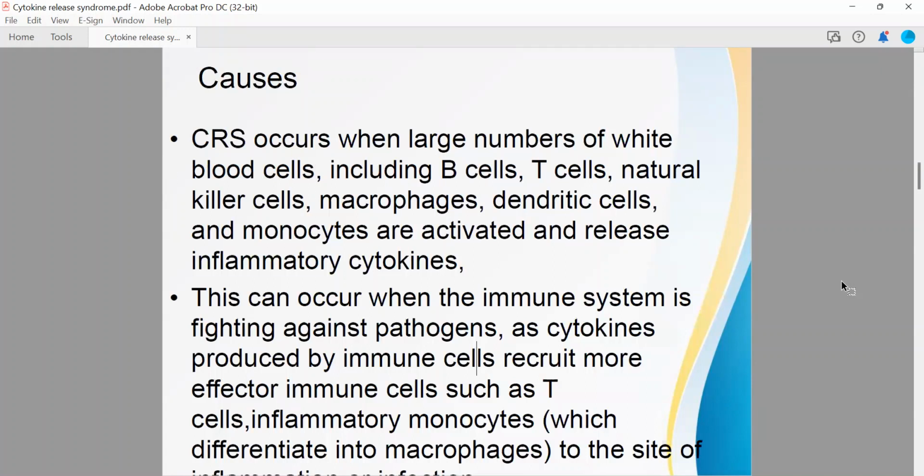Causes: CRS occurs when a large number of white blood cells, including B cells, T cells, natural killer cells, macrophages, which engulf bacteria, dendritic cells and monocytes, are activated and release inflammatory cytokines. This can occur when the immune system is fighting against a pathogen. When a foreign body enters, our immune system fights it, and cytokines are produced by immune cells, recruiting more effector immune cells such as T cells and inflammatory monocytes.